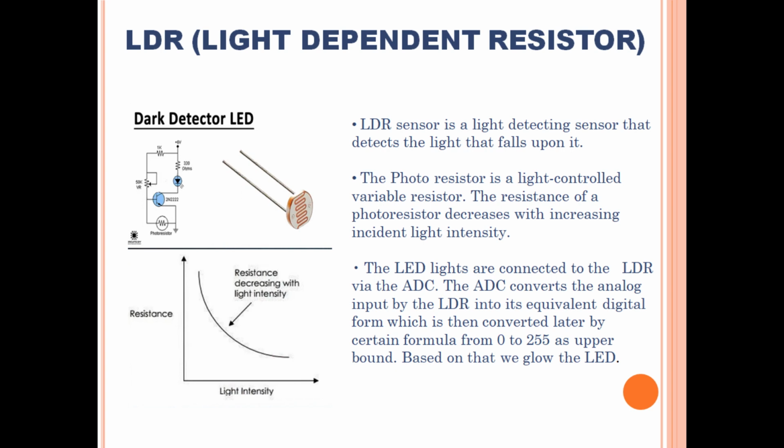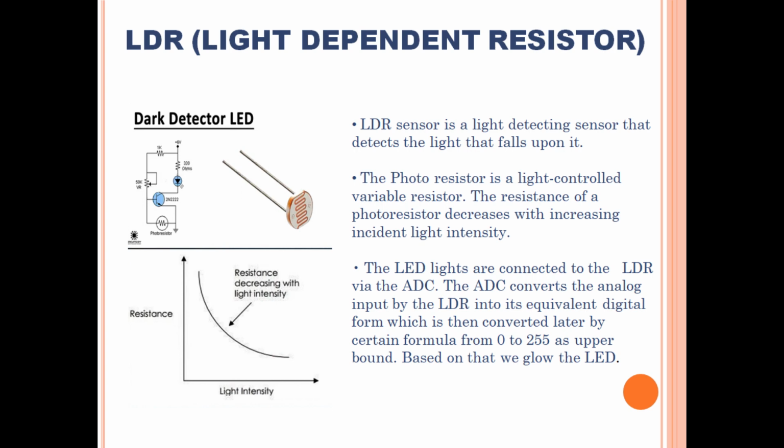Light dependent resistor. The light dependent resistor is a light detecting sensor that detects the light that falls upon it. The photoresistor is a light controlled variable resistor. The resistance of the photoresistor decreases with increasing incident light intensity. The LED lights are connected to the LDR via the ADC.